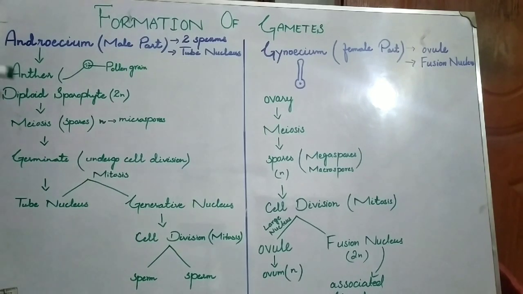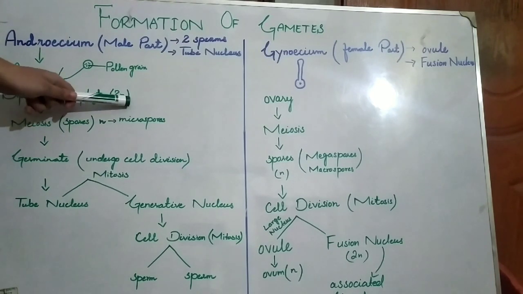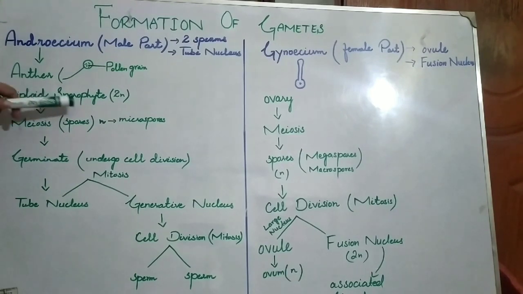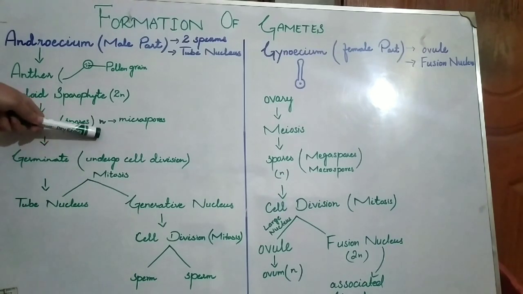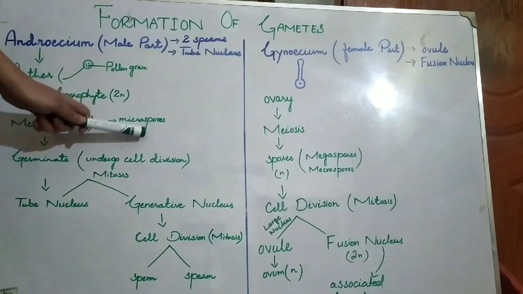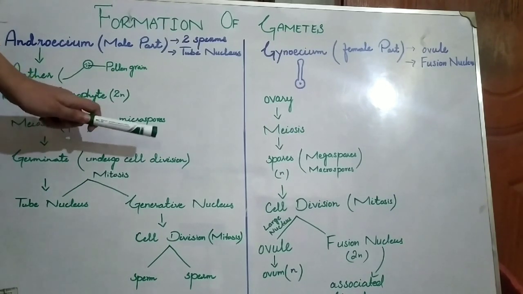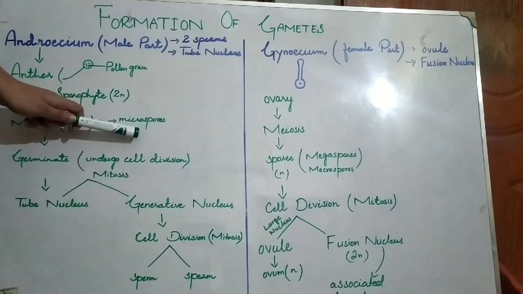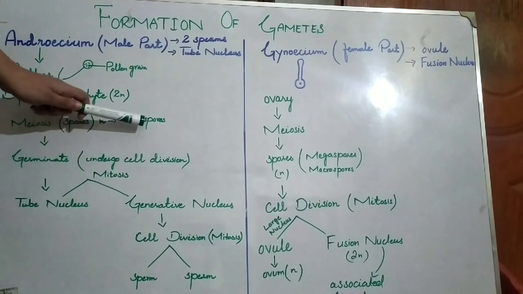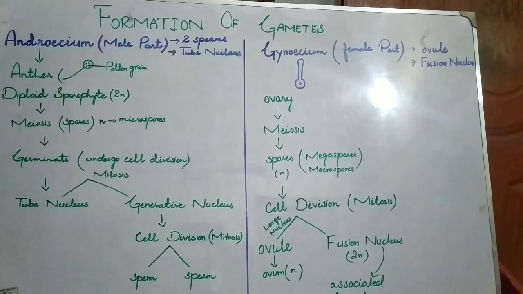Basically, in the anther you can see the structure. This is the anther. In the pollen sac, the pollen grain will be formed. Now, how will the pollen grain be formed? Let's take a look. We will start from the diploid sporophyte, which is 2N. This diploid sporophyte undergoes meiosis, and as a sporophyte it produces spores which are haploid in number as a result of meiosis. These are also called microspores, which are quite smaller than the macrospores, which will be produced in the gynoecium, the female reproductive part of the flower.